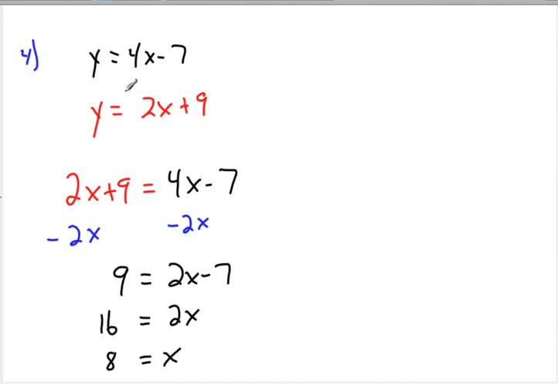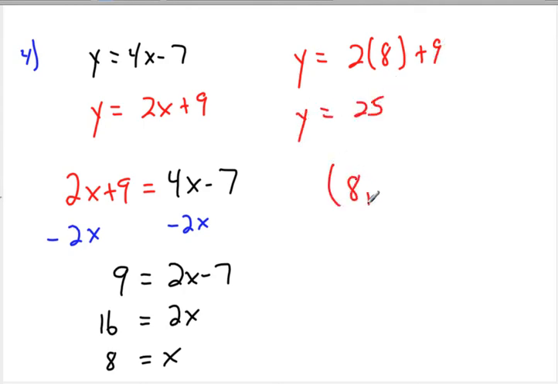Now I can plug that into either one of these initial equations here. So I will plug it into, let's see, how about the red one? So y equals 2 times 8 plus 9. So y is going to equal 25. So I think the answer is 8 comma 25.